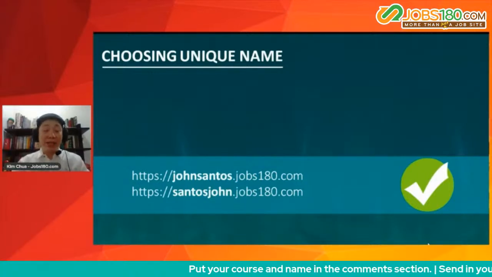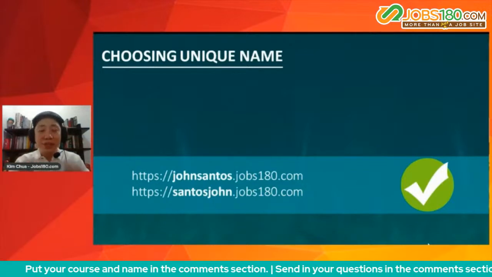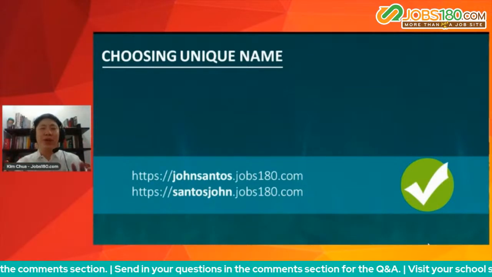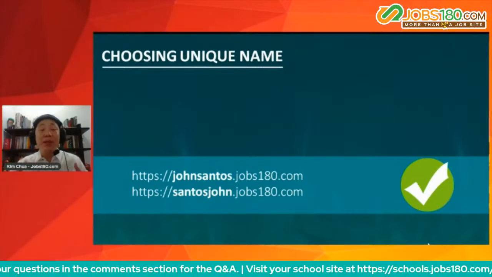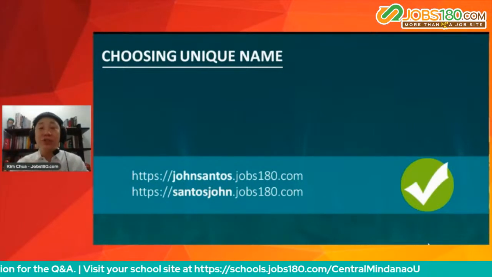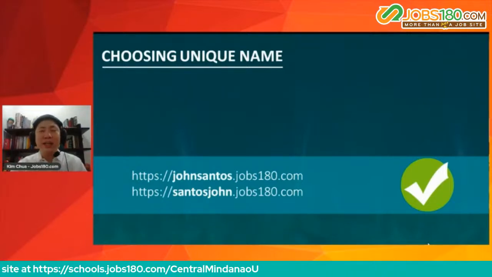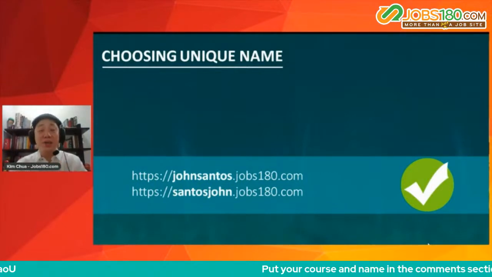Now, kung sakali lang, may kapangalan ka. Kasi hindi naman ikaw nag-iisang John Santos at naunahan ka. Ano mangyayari? Magkakaroon doon ng notification telling you that this name has already been taken. But don't worry, huwag kayong malungkot pag taken na, okay lang. You just have to be creative. Diba? Ano gagawin natin? Pwede mo baliktarin. Pwede mo gawin santosjohn.jobs180.com. Diba? Or pwede mo gawin J Santos, Santos J, JS, SJ. Depende kung ano gusto mo gawin. Basta importante, wala kang kapareho kahit kayo may kapangalan.